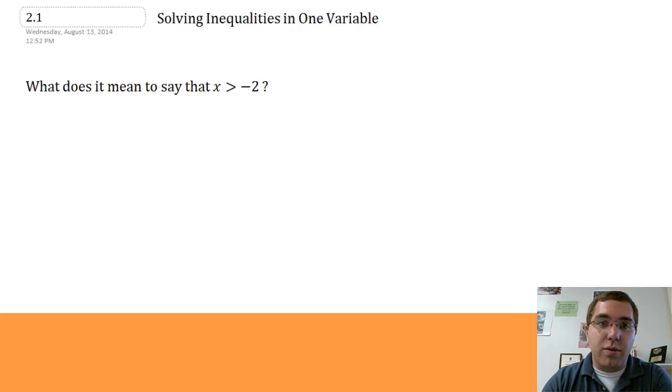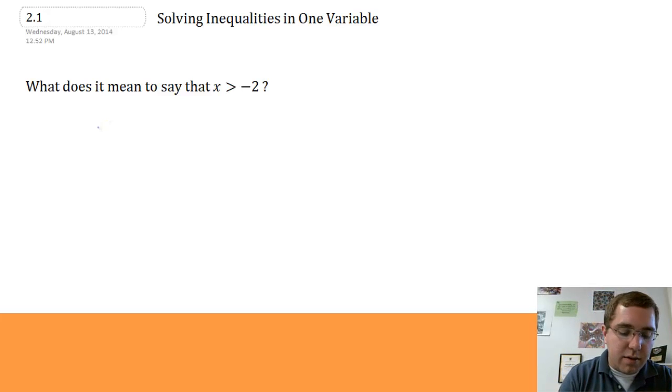This is section 2.1 of Honors Algebra 2, solving inequalities in one variable. This section and the next several sections are all about inequalities and solving them. So it's important that we take a moment at the beginning to understand what an inequality is and what it does. So what does it mean to say that x is greater than negative 2? That mathematical sentence, what is it saying?